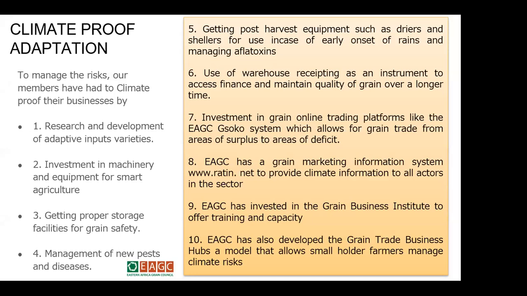As private sector, we are also getting post-harvest equipment such as dryers, and also trying to see how to manage aflatoxin and other mycotoxins that affect the grain. We are also looking at probable financing models such as warehouse receipting as an instrument so that farmers can store their grain longer and sell it at a time when the prices are favorable to them. Because during harvest, when the weather patterns are not favorable to them, instead of getting the losses, we are advising them to store their grain longer and be able to get finances. So a warehouse receipt system is one of the investments.